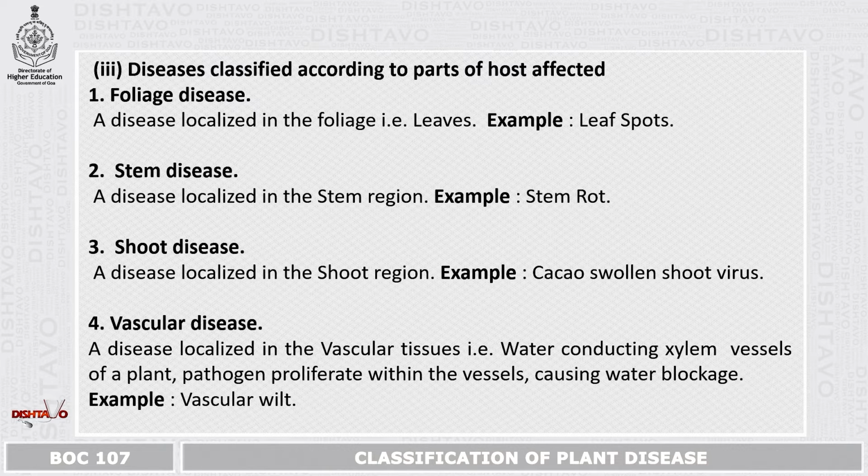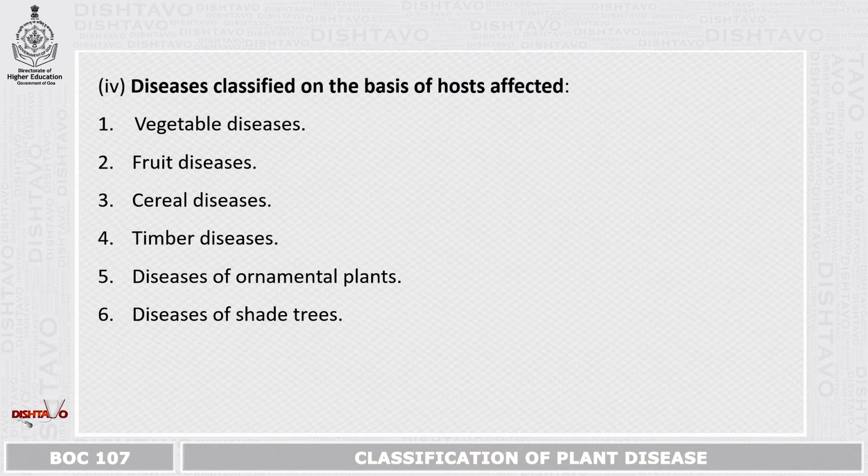Second is stem disease. Basically a disease localized in the stem region. Example stem rot. Third is shoot disease, a disease localized in the shoot region of the plant. Example is cacao swollen shoot virus disease. Fourth is vascular disease. Vascular disease is basically localized in the vascular tissues, that is xylem, the water conducting vessels of the plant. The pathogen proliferates within the vessel, causing water blockage. The example of this disease is vascular wilt.